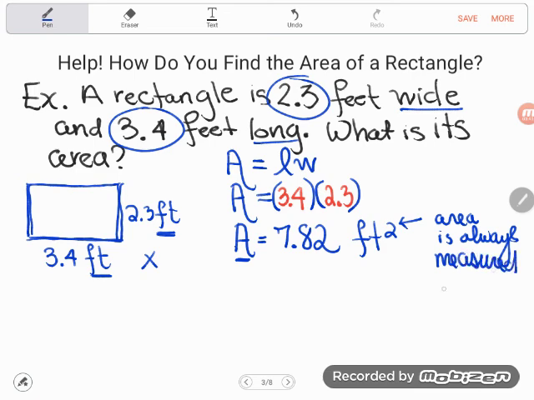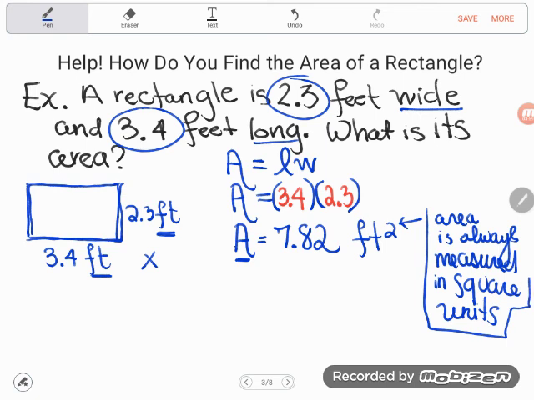Even one unit that we don't typically think of as a square unit, acres, is a square unit. Okay, so area is always measured in square units. So there you go. So our final answer then is A is equal to 7.82 square feet.